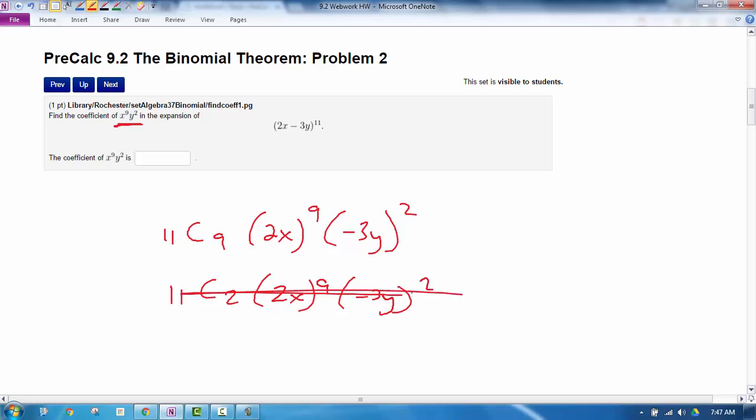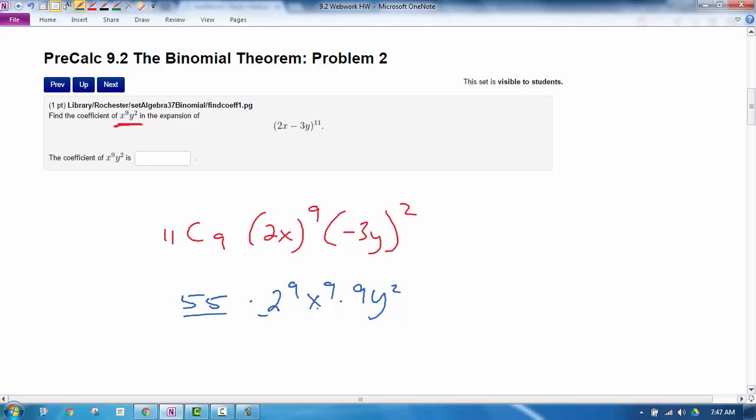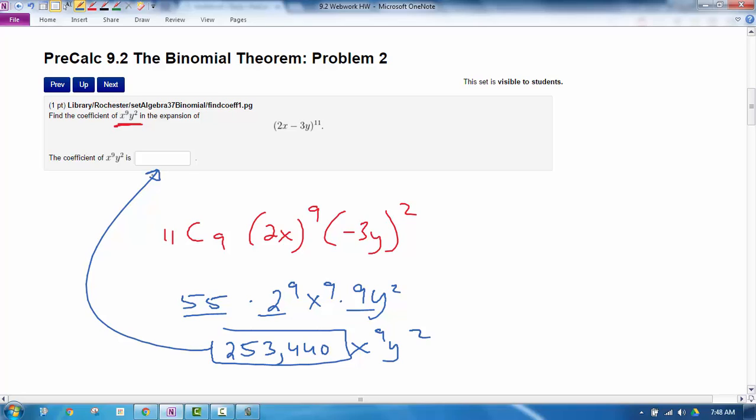All right. So the second one then becomes 9y squared if I square that. This becomes 2 to the 9th, x to the 9th, and then 11c9, if you do that in your calculator, or 11c2, you get 55. I need to multiply these things together. If I multiply the 55 times 2 to the 9th times 9 in my calculator, because order doesn't matter when you're multiplying, you get a really big number, which is the number we're looking for: 253,440. And then obviously it's x to the 9th y squared, and they wanted the coefficient, so they want this number right here.